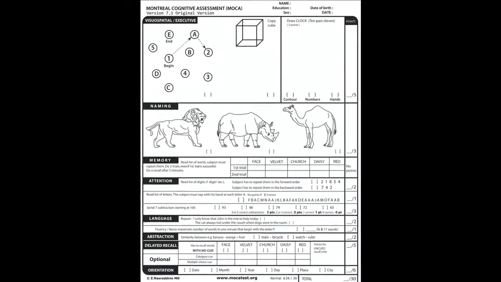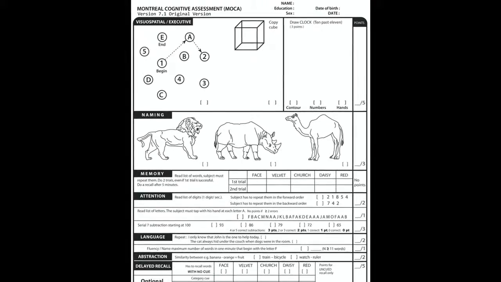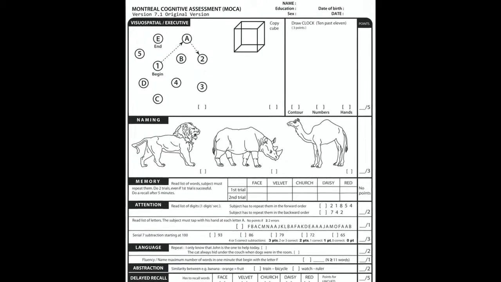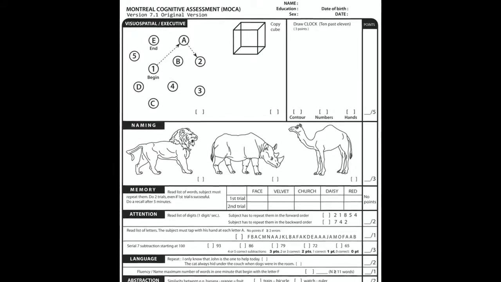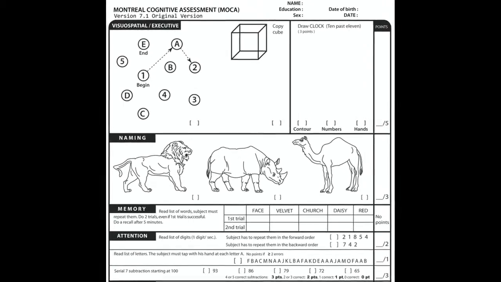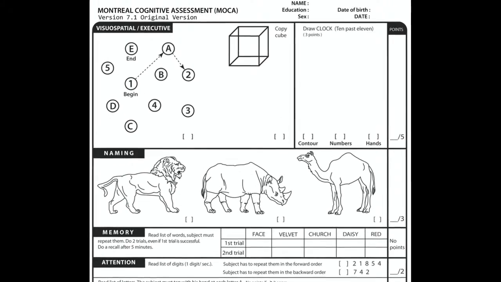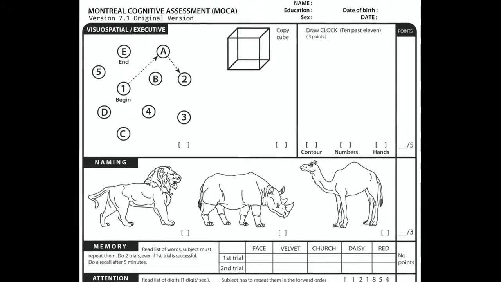The first domain that we look at is the visuospatial and executive functioning. There are three sections here. The first is the alternating trail making. The examiner instructs the subject to please draw a line going from the number to a letter in an ascending order. You begin by asking the patient to draw a line from 1 and then to A, then to 2.